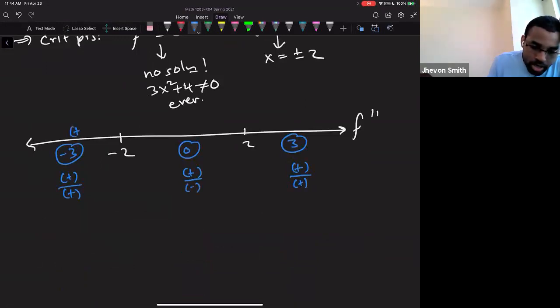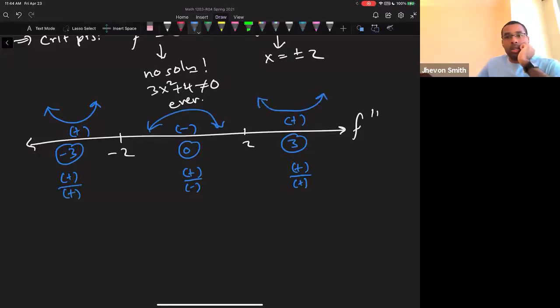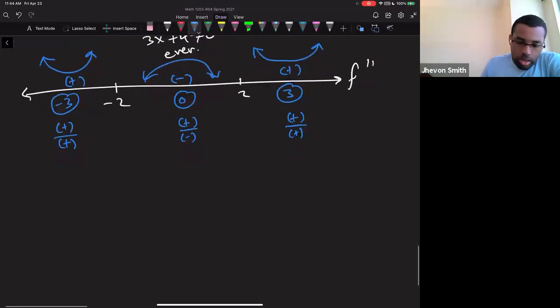So here we have a positive. We have a positive. We have a negative in the middle. In the second derivative, positive means concave up. Negative means concave down. So we have that going on. You want to know that this is not an inflection since not in domain.